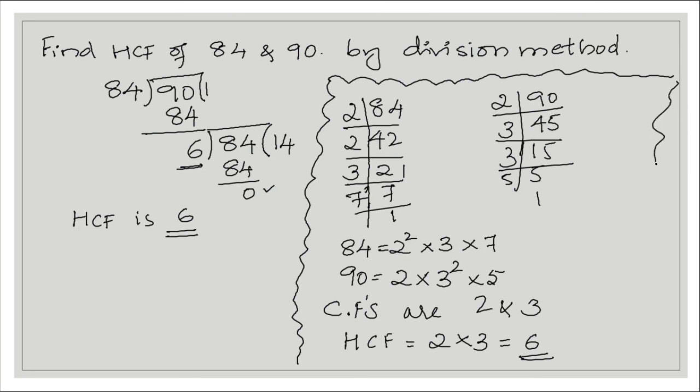Now you decide which method is easier for finding the highest common factor. You will realize that it is the division method. With this, I'll end this session. We shall continue this particular factorization of more than 2 numbers in the next session. Thank you.